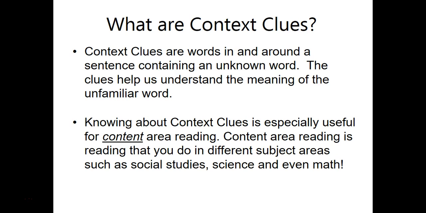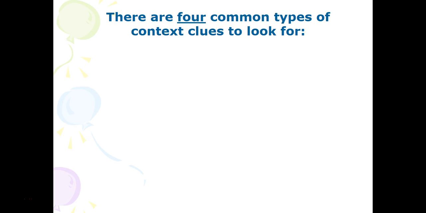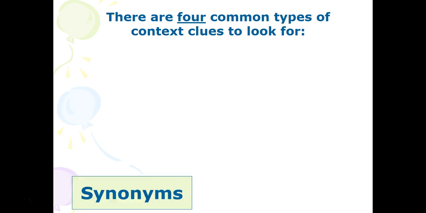So, what are context clues? They are words in and around a sentence that contain an unknown word. The clues help us understand the meaning of the unfamiliar word. So knowing about context clues is especially useful for content area reading, like I told you, factual stuff like science, social studies, even math. So there are four common types of context clues to look for.